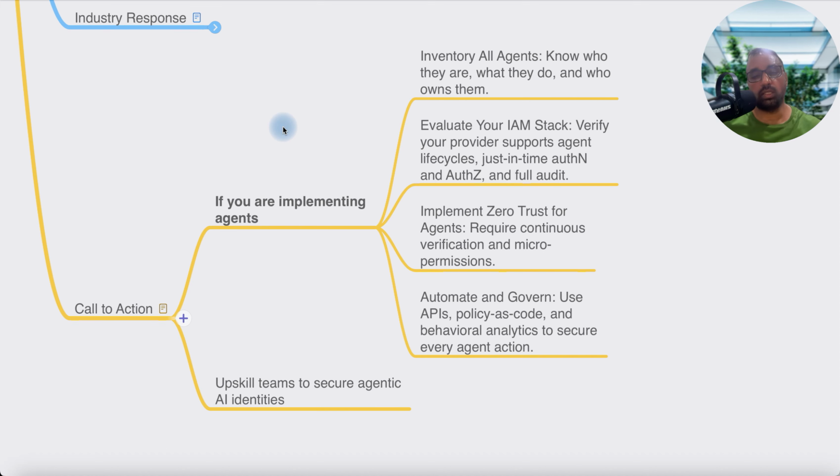Also, if you are an architect or an AI engineer, please upskill yourself and your teams to secure agentic AI identities. This is going to be the future. It's a big problem. We don't know the scale of it so far. We can only imagine today, but this will be a critical skill going forward.